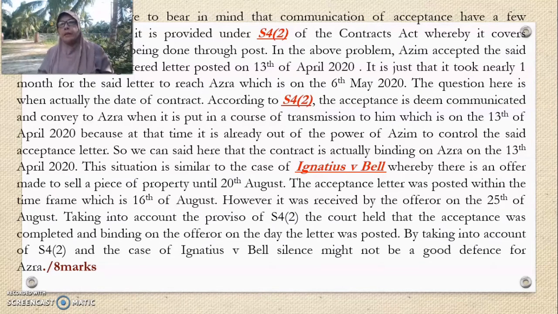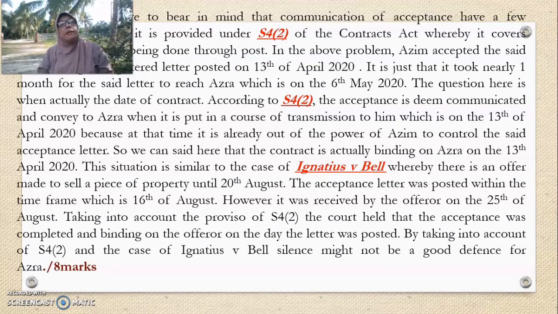In the above problem, Azim accepted the said offer through a registered letter posted on 13th of April 2020. It is just that it took nearly 1 month for the said letter to reach Azra, which is on the 6th of May 2020. The question here is when actually is the date of contract. According to section 4, subsection 2, the acceptance is deemed communicated and conveyed to Azra when it is put in the course of transmission to him, which is on the 13th of April 2020. Because at that time, it is already out of the power of Azim to control the said acceptance letter. Why? Because he had already posted it. Okay? So, we can say here that the contract is actually binding on Azra on the 13th of April 2020.